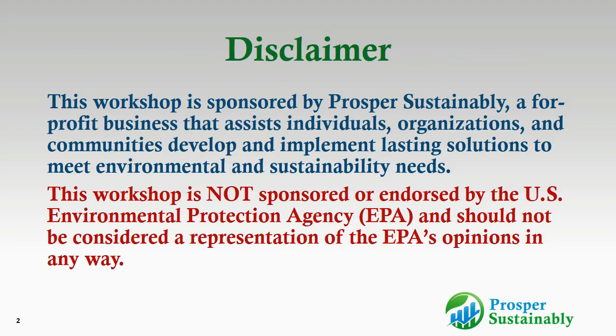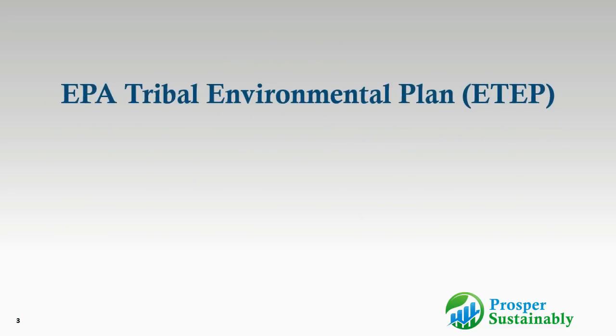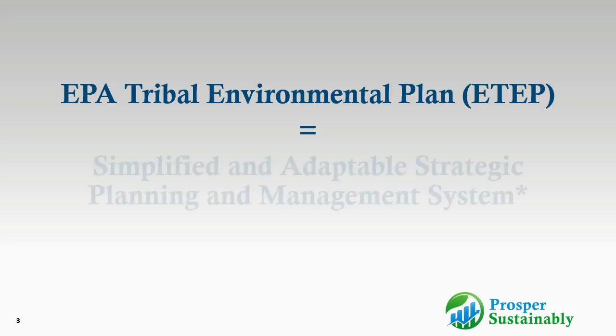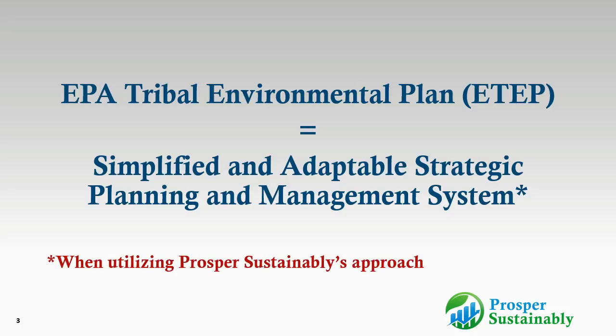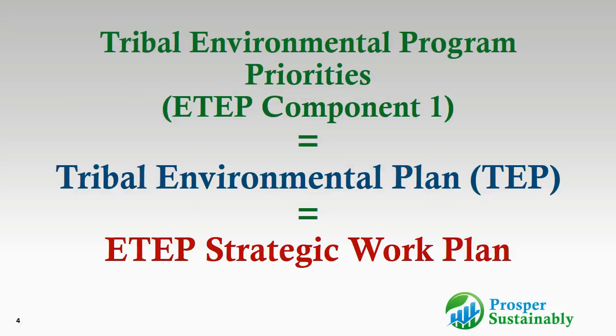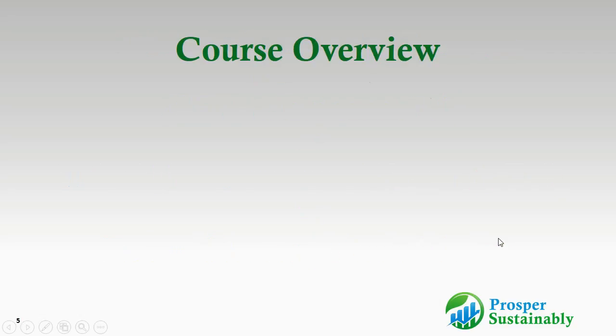So this is the same disclaimer you've seen in all the other sessions, and just a reminder of what we're talking about here. The ETEP focus is really on helping you develop a simplified and adaptable strategic planning and management system, if you utilize the approach that I've been sharing throughout this course. And just a reminder of the nomenclature: when you hear ETEP Component 1, it means the same thing as a Tribal Environmental Plan, or a TEP, or what I most commonly say, ETEP strategic work plan. Those all are the same thing.